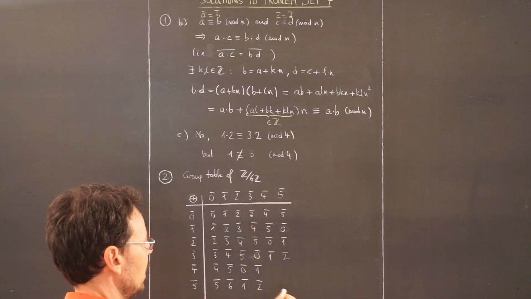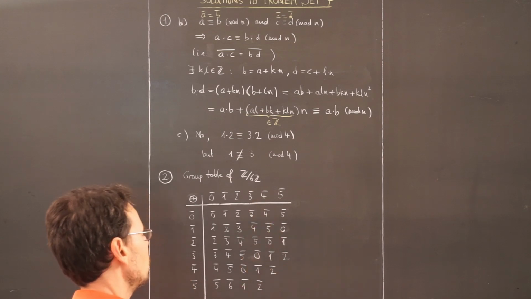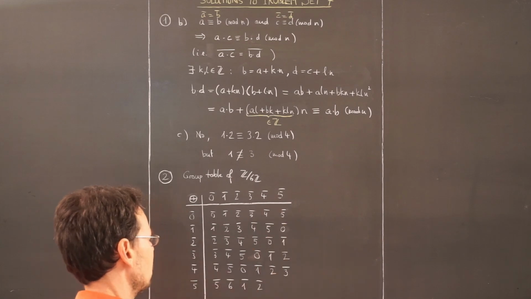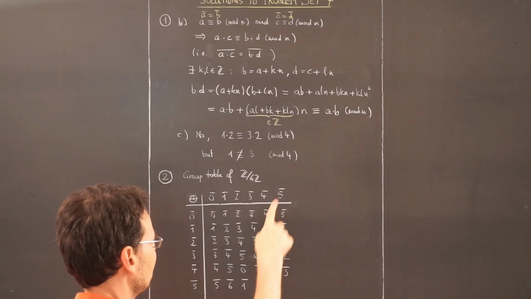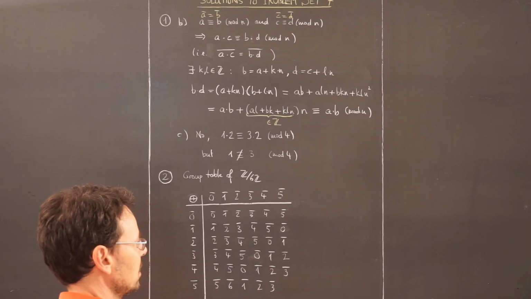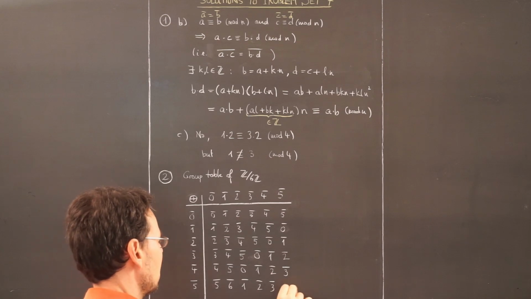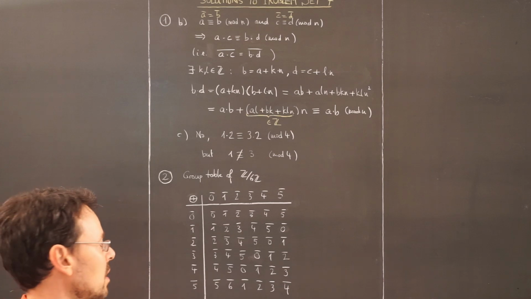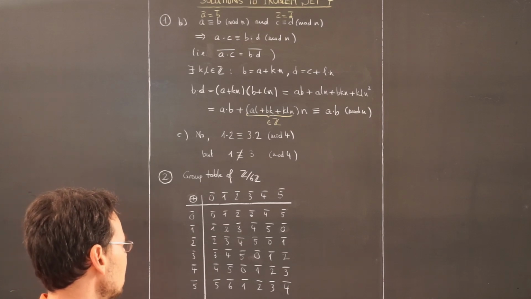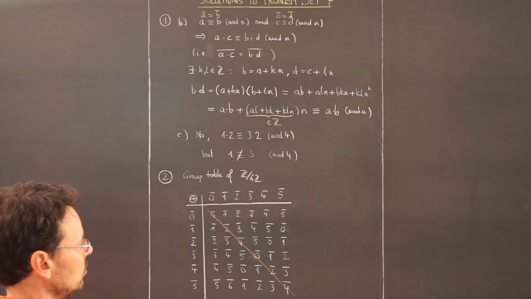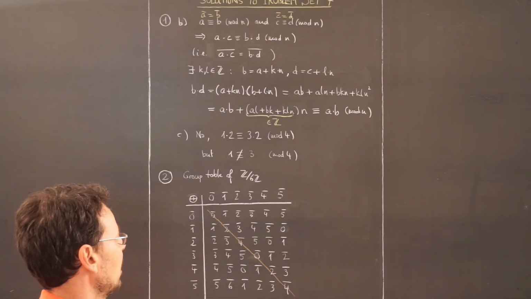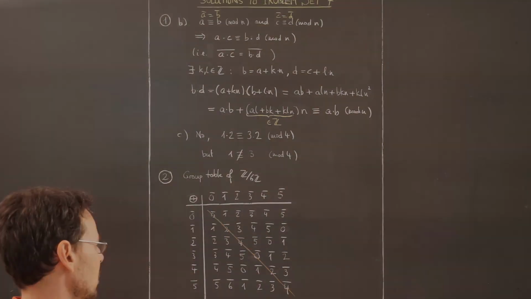4 plus 4 is 8. 8 is congruent to 2 mod 6. 4 plus 5 is 9, which is congruent to 3. So here we end up with 3 again. And finally 5 plus 5 is 10 bar, which is the same as 4 bar because 4 and 10 are congruent modulo 6. So this is the group table. So clearly commutative because of the symmetry to this diagonal, or because addition in the integers is commutative.